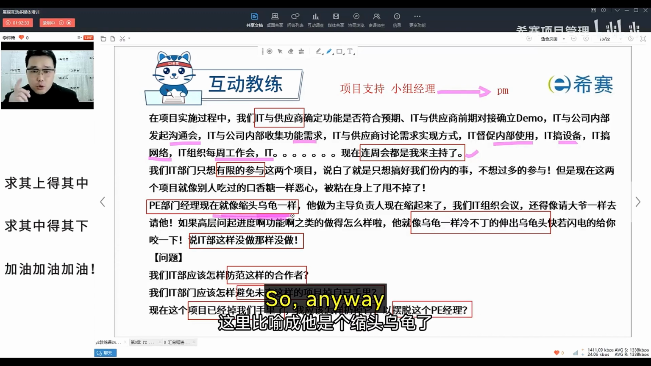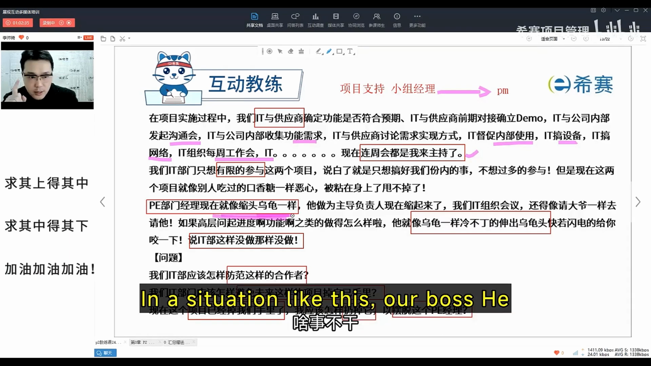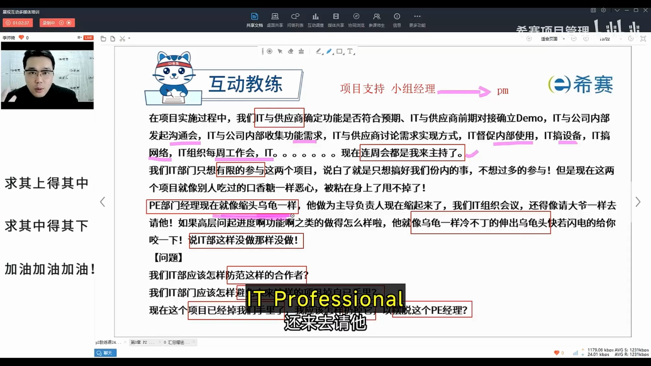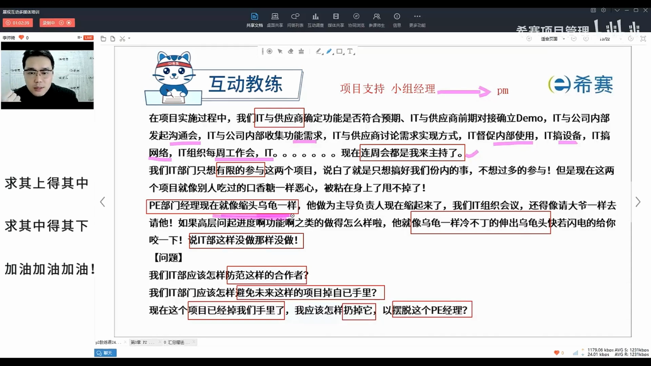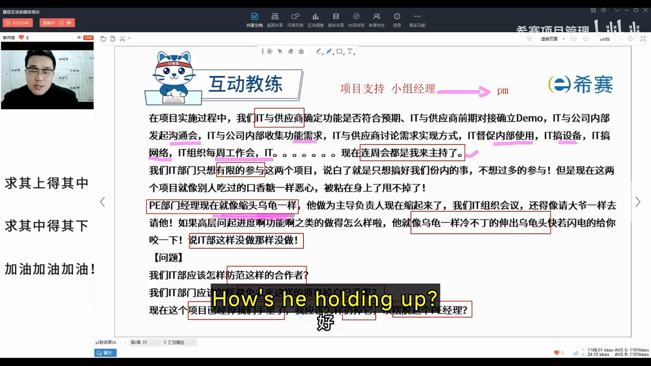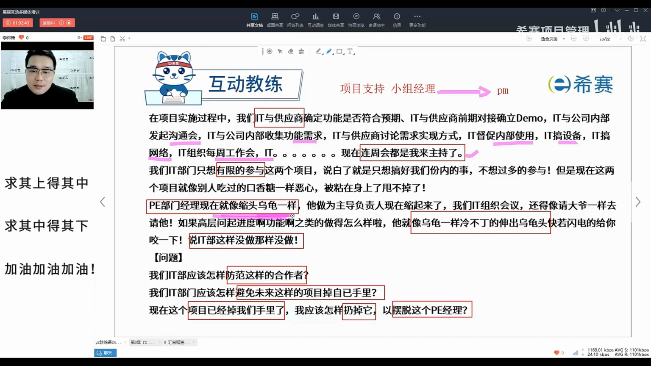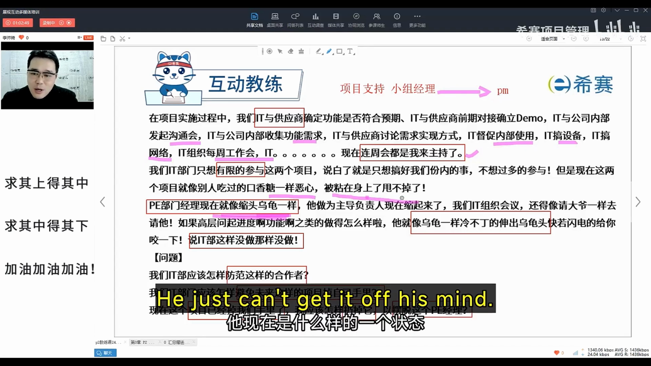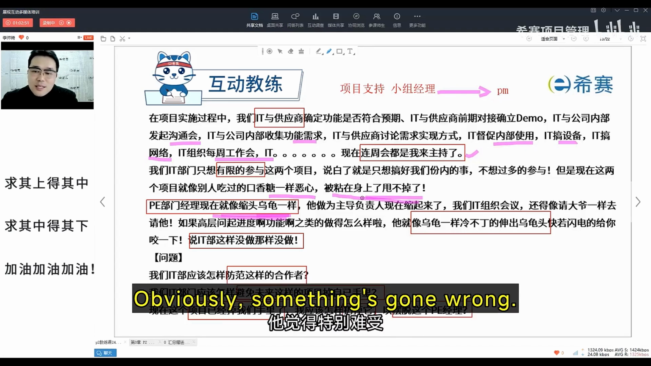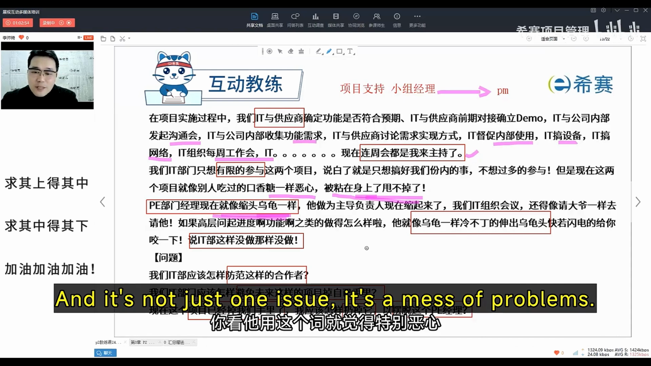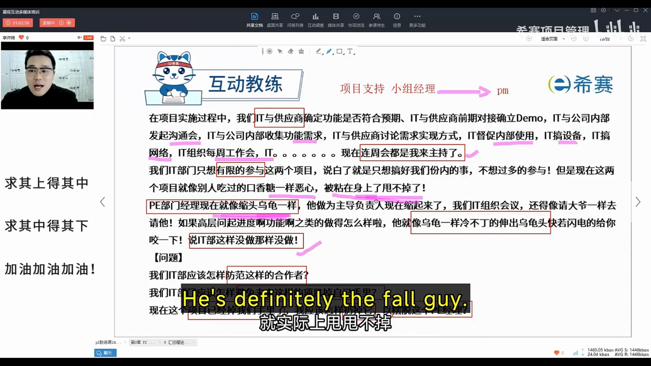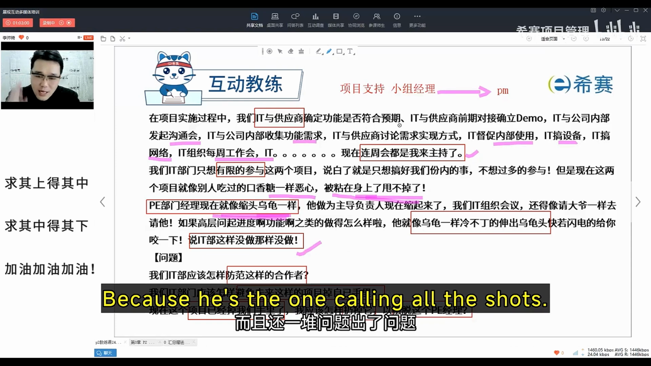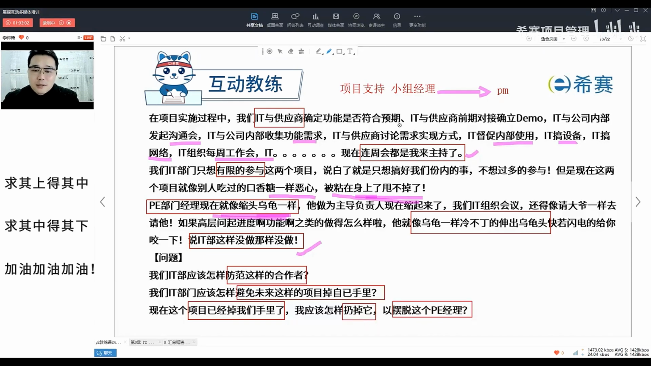So, anyway, in a situation like this, our boss, the IT professional, how's he holding up? He's feeling awful. The word he used shows how sick he feels about it. He just can't get it off his mind. Obviously, something's gone wrong. And it's not just one issue, it's a mess of problems. He's definitely the fall guy. How come? Because he's the one calling all the shots.